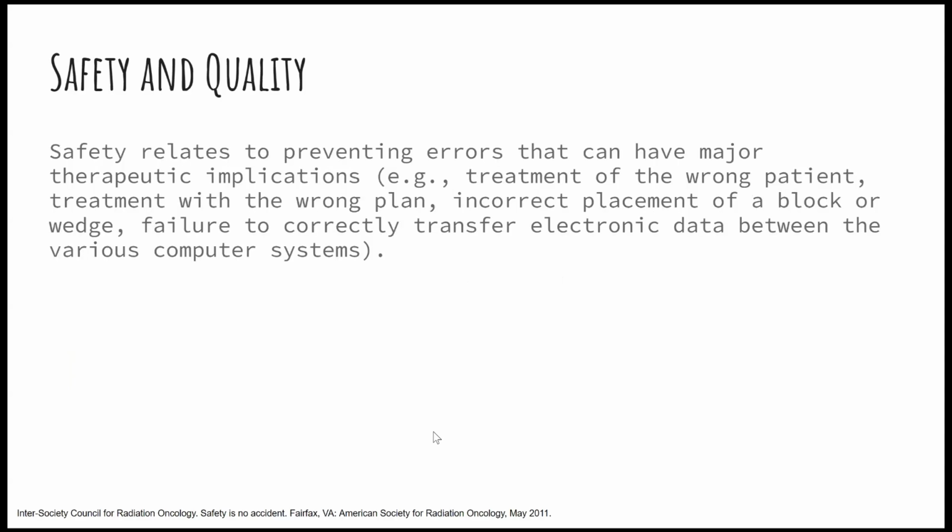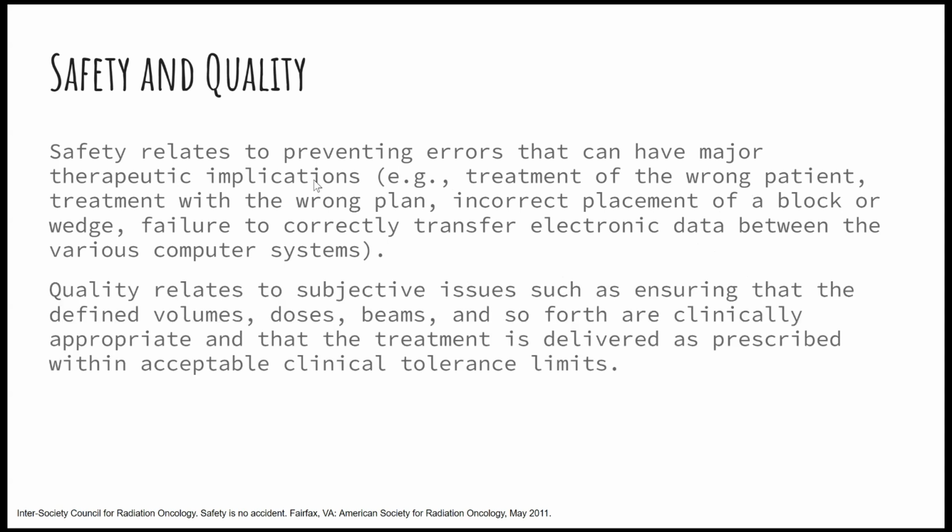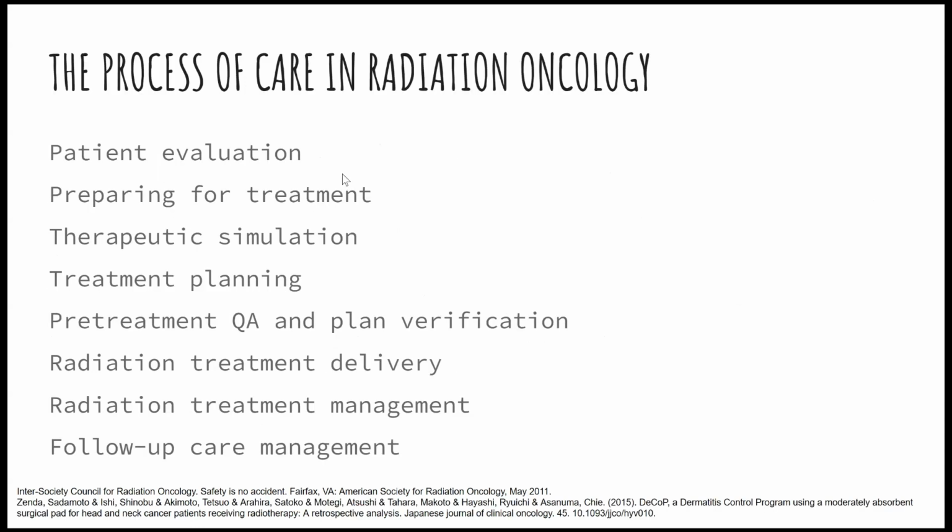Now, safety is basically prevention of errors. Any errors that lead to a big therapeutic implication, like treating the wrong patient or treating with the wrong plan, gross mistakes basically. Quality is a subjective issue. It is basically that the volumes, dose, and beams are all appropriate and above an expected standard, right? So ASTRO in 2011 brought out this article, Safety is No Accident. They talked about the process of care in radiation oncology.